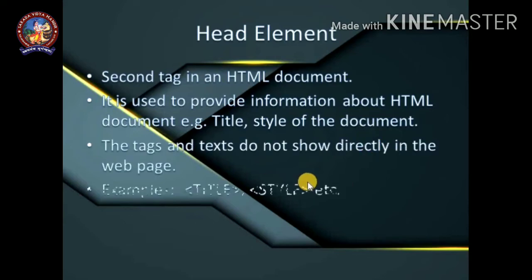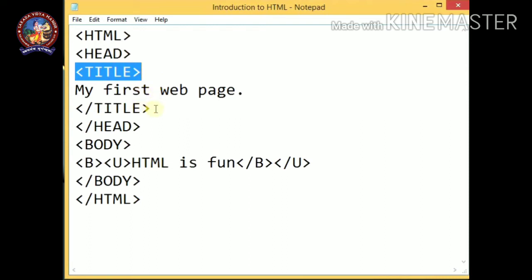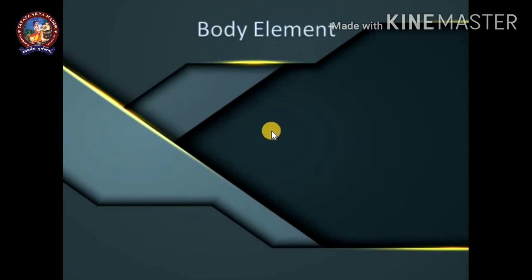Like some examples, that is title tag, style tag. So like here I have used, you can see title tag I have used here. So title tag is used to provide the title of the document. Okay, style tag is to provide style. We are going to use those tags later. Next, we are coming to the body element.